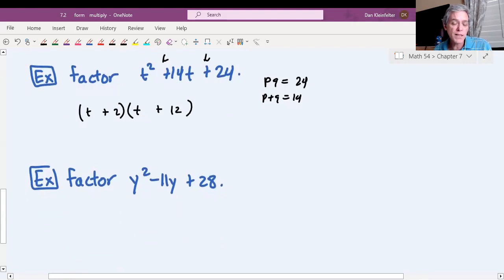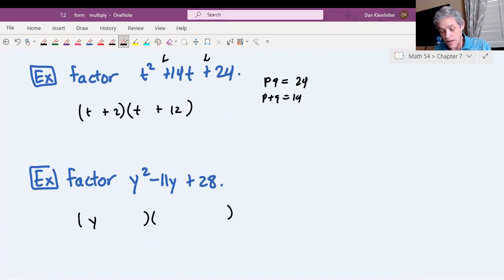Okay, so this one's going to be a little different. Notice that the signs aren't both plus this time. So that's good. We get a little variety. We're sticking with y's. This time, the plus in the back tells me that the two numbers we are looking for are going to be the same sign, but now they're both negative. So we have y minuses.